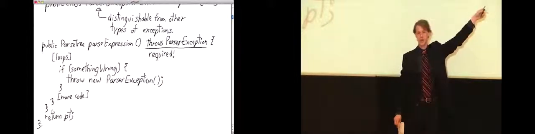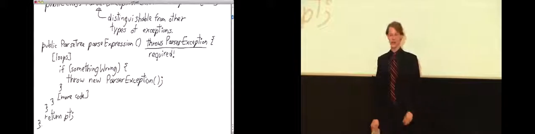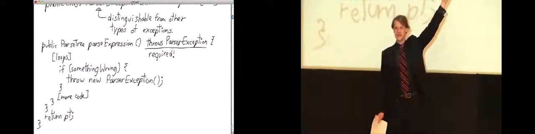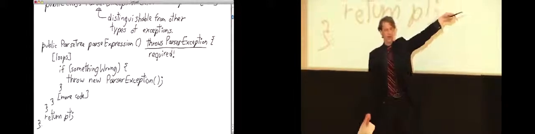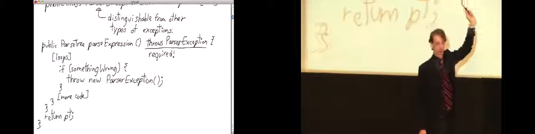So this line of code, throw new parser exception, runs in two steps. First, new parser exception calls the parser exception constructor, and you get an object back. Once you've got that object back, then you can throw it with the throw keyword. So like so many pieces of Java code, this line executes roughly from right to left. First construct the new parser exception, then throw it.